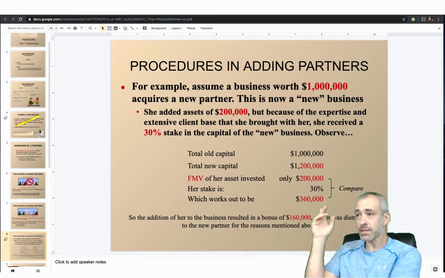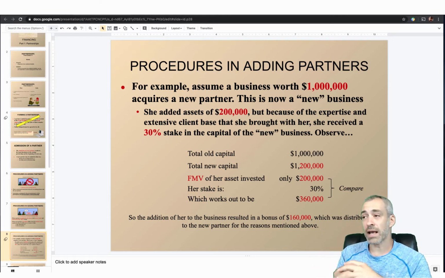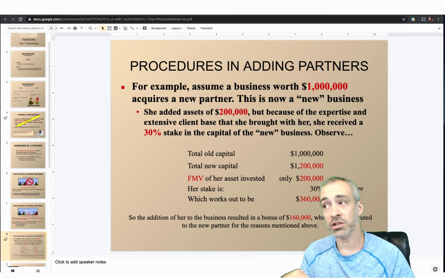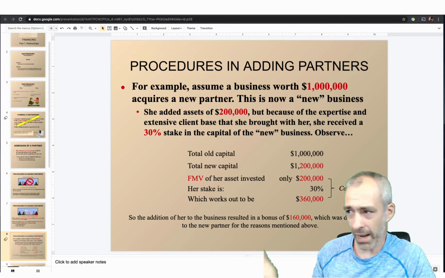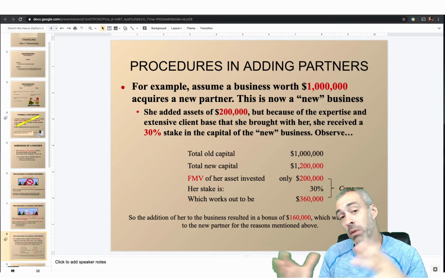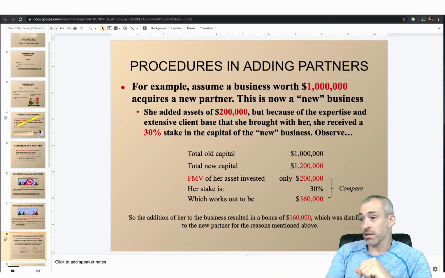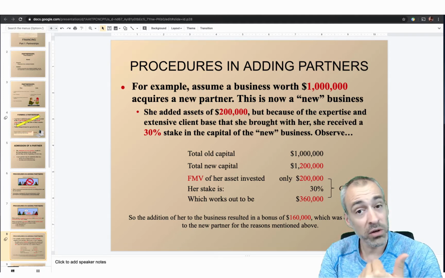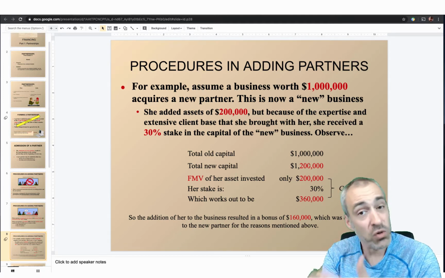Here's an example. Let's say a business that has equity worth $1 million acquires a new partner, and she brings $200,000. I think it's cash, but it doesn't matter what it is. So if you combine all that, the grand total, as it says here, I'll highlight it. The old capital was $1 million. When the $200,000 comes with a new partner, it's $1.2 million, right?